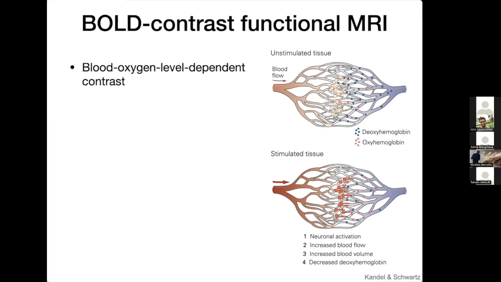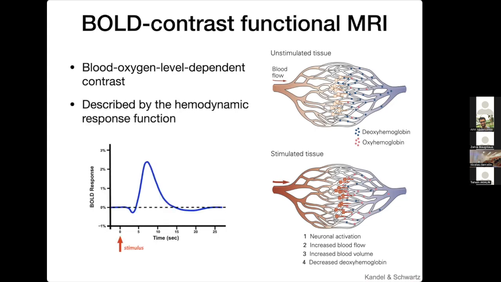And the idea is the following: when an area, and it can even be a very small region of your brain, gets active, it needs more oxygen, and the vascular system adapts. It actually brings more blood to this area. And the funny thing is that it actually brings more blood than needed. So you have more oxyhemoglobin and a decrease of deoxyhemoglobin. And this is a signal that can be recorded thanks to the magnetic properties of hemoglobin.